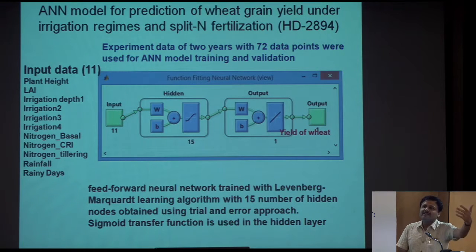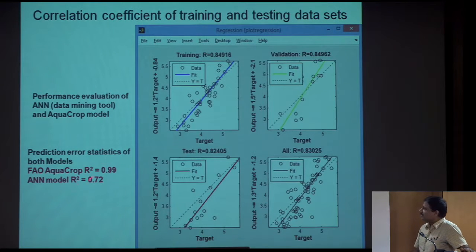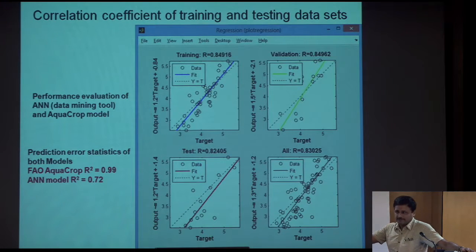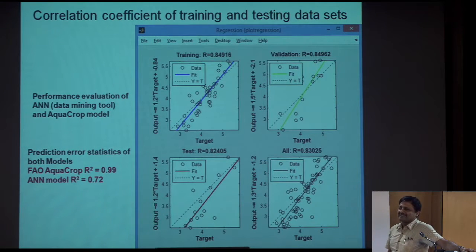We are only giving the plant height, leaf area index and other things as input parameters, and we could get results, but with a very poor R-square. We compared it to FAO AquaCrop, which is a process model, fine. But the research work is still going on on how we can enhance the accuracy of prediction in ANN for the crop model.